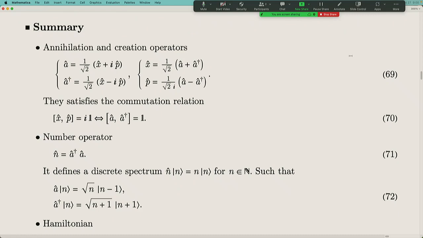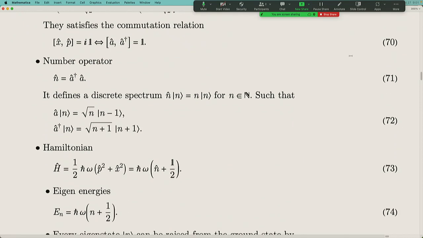But in order to solve this problem, we basically perform a transformation, in which we recombine position and momentum into annihilation and creation operators, such that they inherit a certain non-trivial commutation relation of position and momentum. And by defining the number operator, we are able to eventually find that this number operator has a discrete spectrum. Its eigenvalues are all natural numbers, and there are corresponding eigenstates.